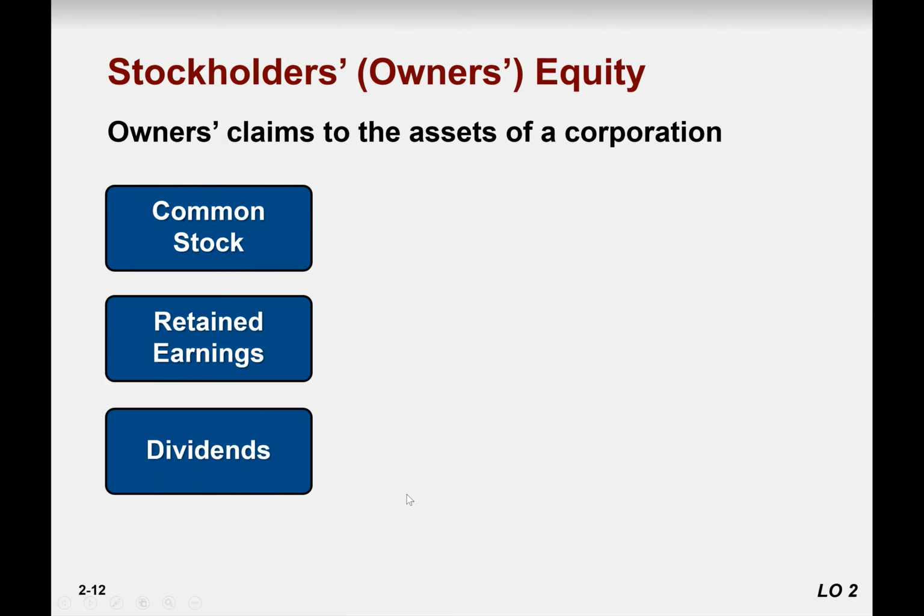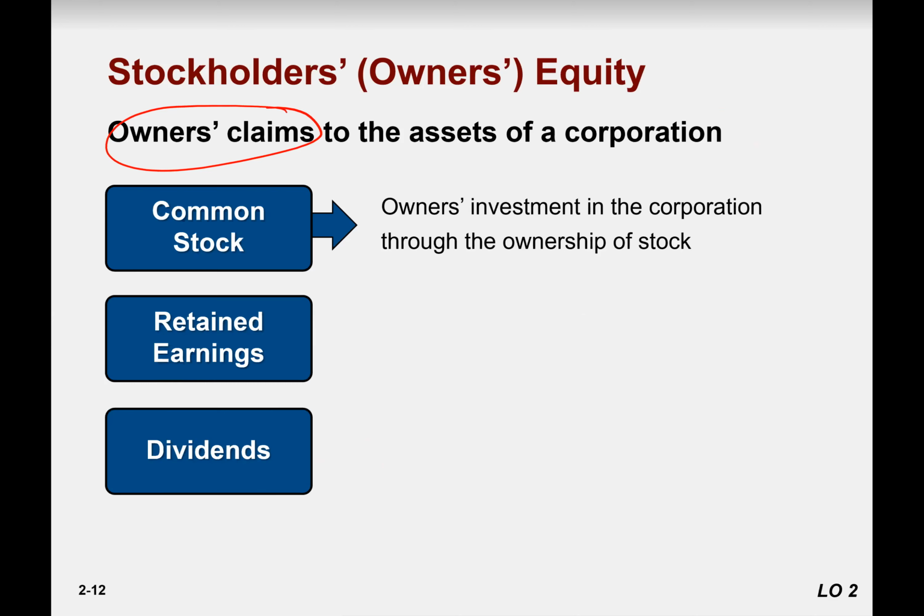And now the owner's equity accounts. Number one, owner's equity, which means insider's claim, right? Or owner's claim on the business. Number one, common stock. Common stock is basically the owner's investment in the form of stock.